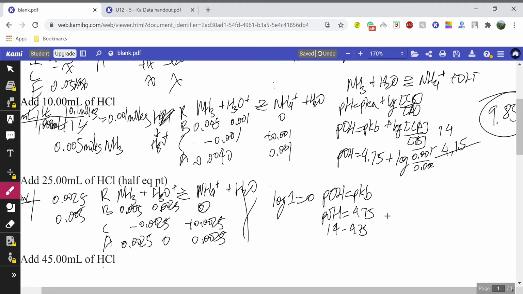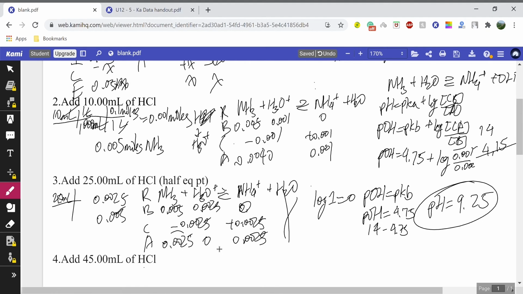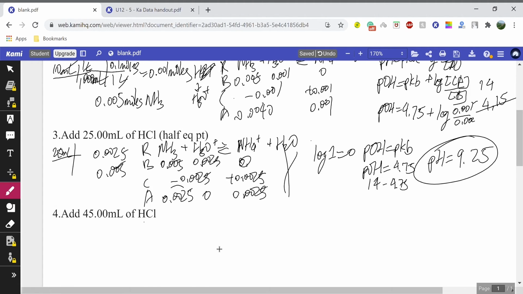So our pH will be 9.25. So whenever these two numbers are equal after the RICE chart, you straight up know that it is going to be at the half equivalence point, where the pH equals pKa, or the pOH equals pKb.